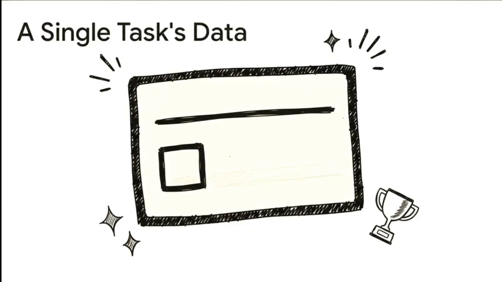Believe it or not, it really just boils down to two things. First, what is the task? We need the task name, something like buy groceries. And second, is it done or not? A simple yes or no, like a checkbox. That's it. That is the entire skeleton. And guess what? You've just designed your very first data model. Seriously, that's all it is.